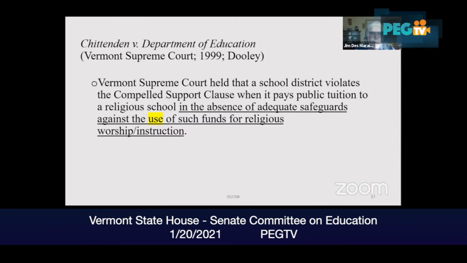The Vermont Supreme Court held that a school district violates the compelled support clause when it pays public tuition to a religious school in the absence of adequate safeguards against the use of such funds for religious worship or instruction. So this was a case where Chittenden, near Rutland, is a tuition town, and it was paying or wanting to pay tuition, I think it was to St. Joseph's in Rutland. And the court said, no, you can't do that, not because of the religious status of the school, but because there weren't safeguards to ensure against the use of the funds for religious worship or instruction.